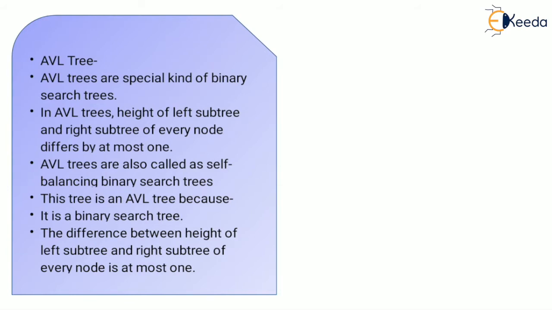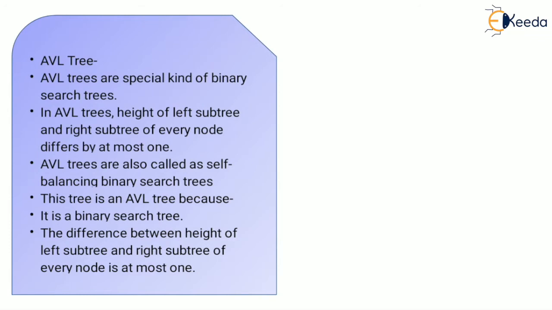Now AVL stands for Adelson, Velsky and Landis tree. These AVL trees were found by three famous, intelligent scientists. They introduced a different pattern to understand the concept of tree, and they gave us the knowledge regarding how to convert an imbalanced tree into a balanced tree. So these AVL trees are a special kind of binary search trees. In the first statement itself, we understand how important it is to gain the knowledge of binary search tree, because an AVL tree is a special kind of binary search tree.